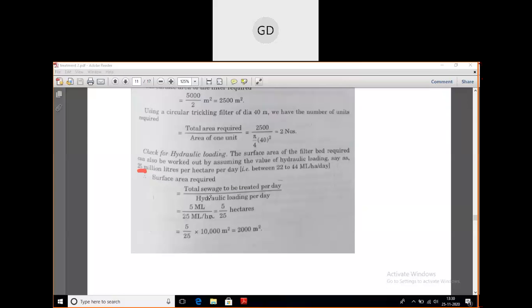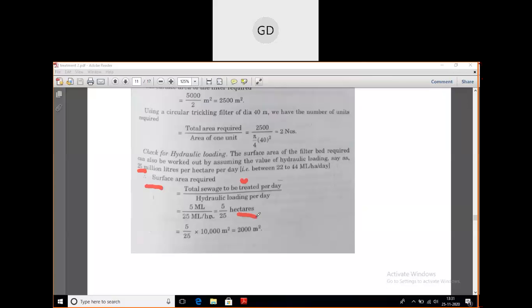Now you find out the surface area, because again we have studied that we find out the hydraulic loading to find out the area of the filter. The surface area formula is total sewage to be treated per day divided by your hydraulic loading per day. Here the total sewage is given in the question to be 5 million liter, and the hydraulic loading is 25 million liter per hectare. So it's 5 divided by 25.